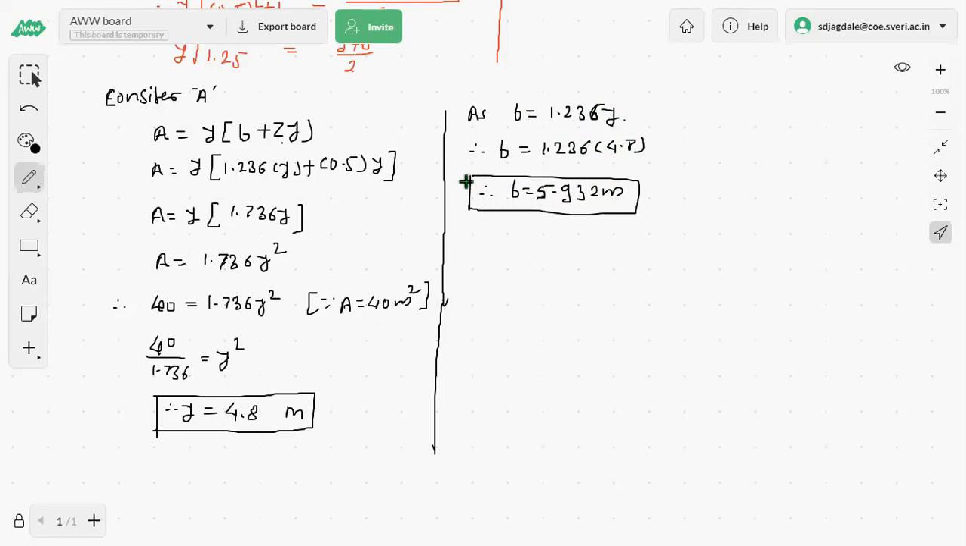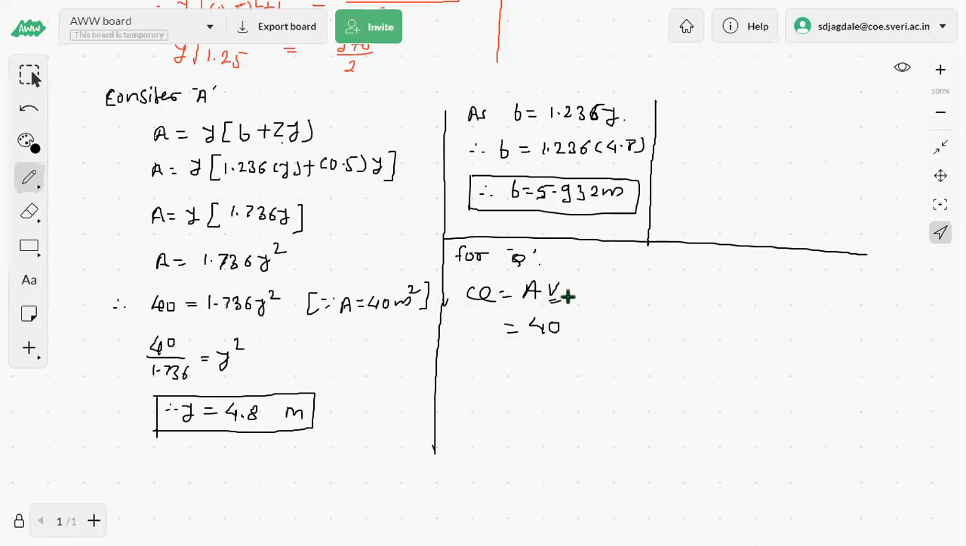So we got the dimensions of the most economical channel section. Now they have asked to calculate the discharge Q. So how to go for Q? Area into velocity. For discharge Q, we know Q is equal to area into velocity. That is, area A is 40. Now, how to get the velocity V here? By using Chezy's equation.